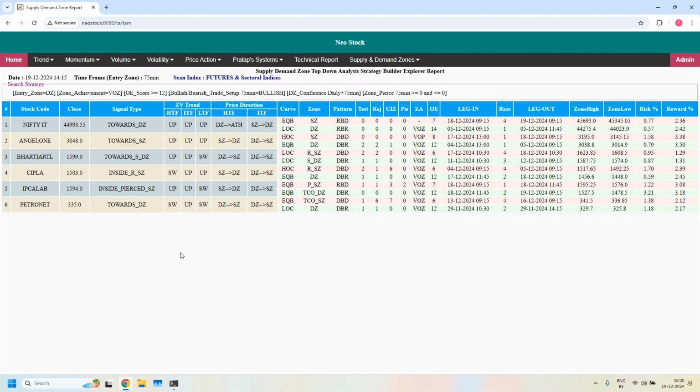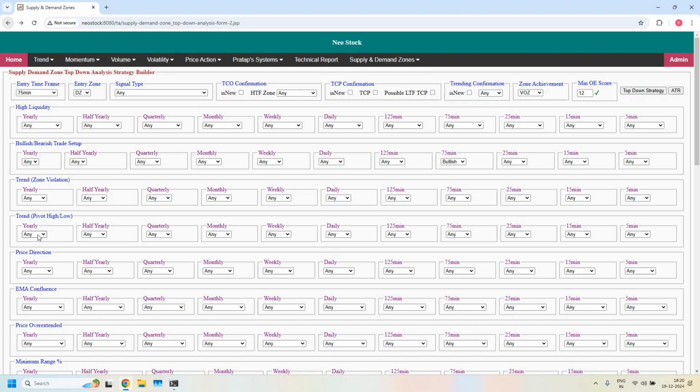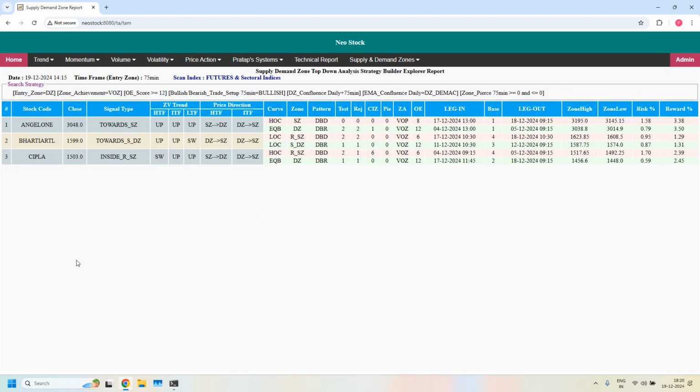If these daily zones are having daily EMA confluence, they are even more high probability trade setup supported stocks. So in the daily time frame, because 75 minute zone is part of the daily zone, so we are looking for daily demand zone with daily EMA confluence. 3 stocks are filtered. These 3 are even more high probability trade setup supported demand zones.